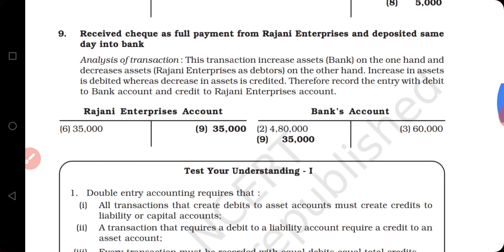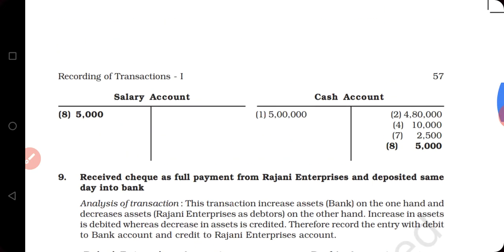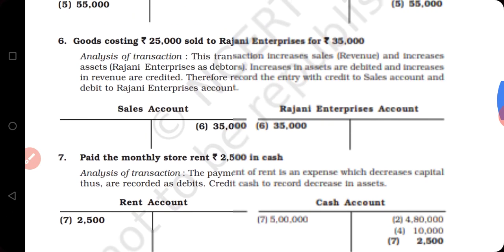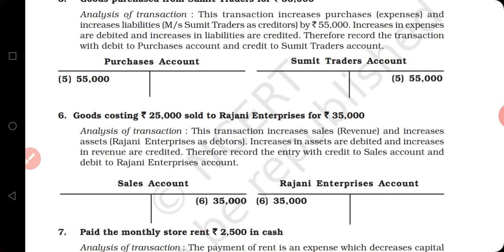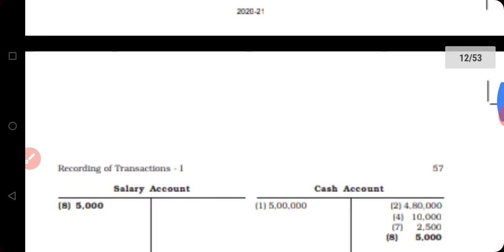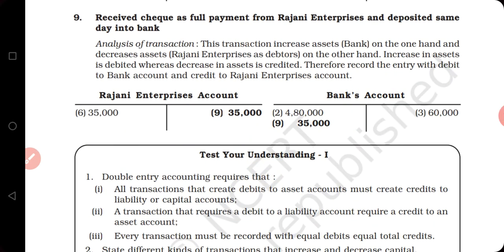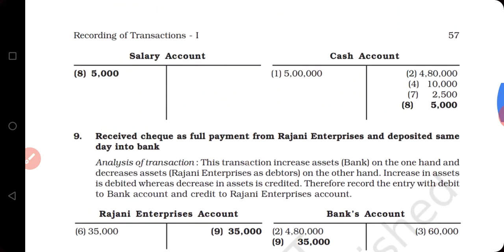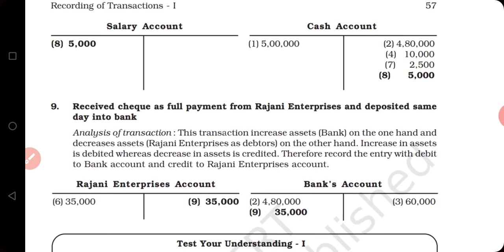9th. Received check as full payment from Rajni Enterprise and deposited the same day into the bank. I tell you here that we have already done one transaction, number 6: goods costing rupees 25,000 sold to Rajni Enterprise for 35,000. So we have already sold goods to Rajni for rupees 35,000 on credit. Now he or she is making the payment. So what will you do for that? He is giving one check, and the same day we are depositing this check.